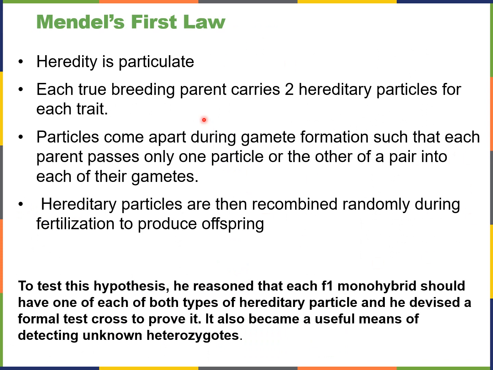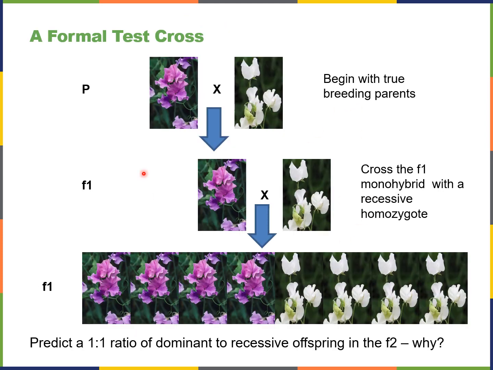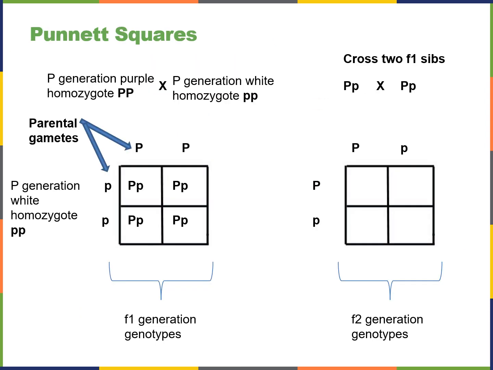Okay, so with Mendel's first law, heredity is particulate, meaning that we have dominant and recessive, basically, and that they recombine randomly during fertilization to produce offspring, and that we can only pass down one of these alleles, right? So to test these hypotheses, that is when you do crosses like this and get to the Punnett squares. A Punnett square is basically just a way of figuring out what offspring you could potentially have with these parents.